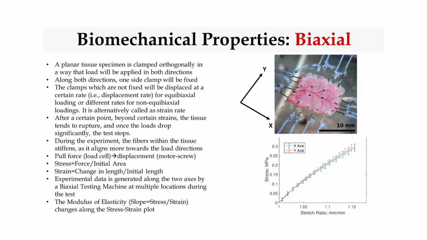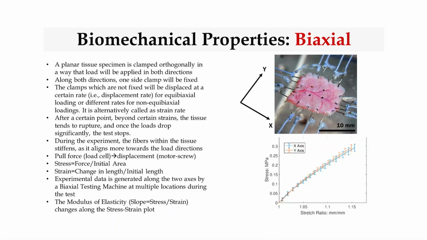The next type of test which is very common is known as a biaxial test. What happens in a biaxial test, as the term suggests, is that it is not along a single axis, but along two different axes which are perpendicular to each other. So a planar tissue specimen, rather than a rectangular one, usually in the form of a square, is clamped orthogonally in a way that load will be applied in both directions. Along both directions, one side clamp will be fixed.